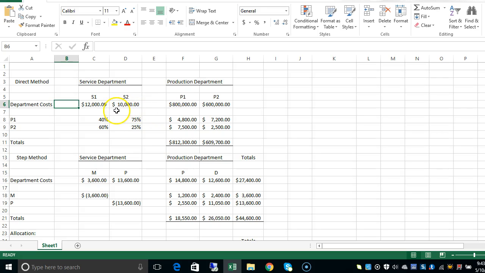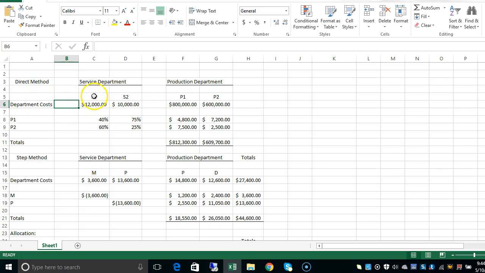In a direct method, the service departments, even though they use each other's services, so obviously a human resource department is going to use IT services and accounting services, we do not allocate service department costs to other service departments. There's no allocation there. The point in the direct method is to directly allocate each service department to a production department based on an allocation method that's arbitrary.